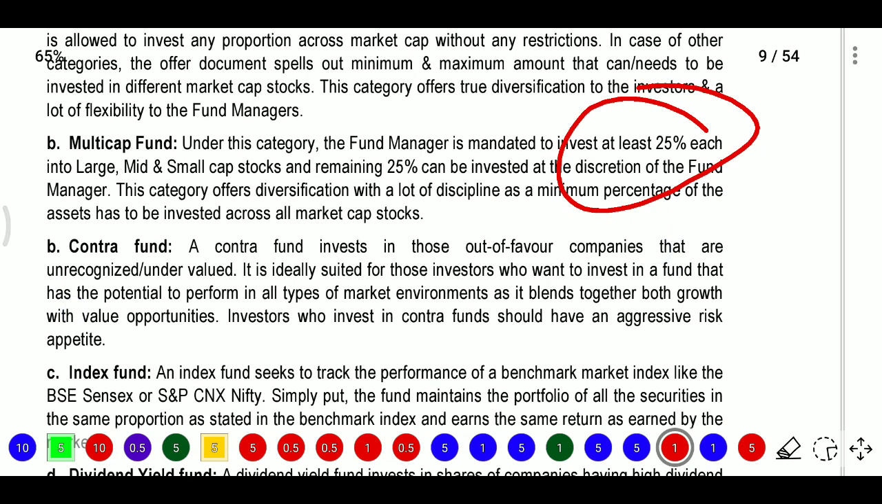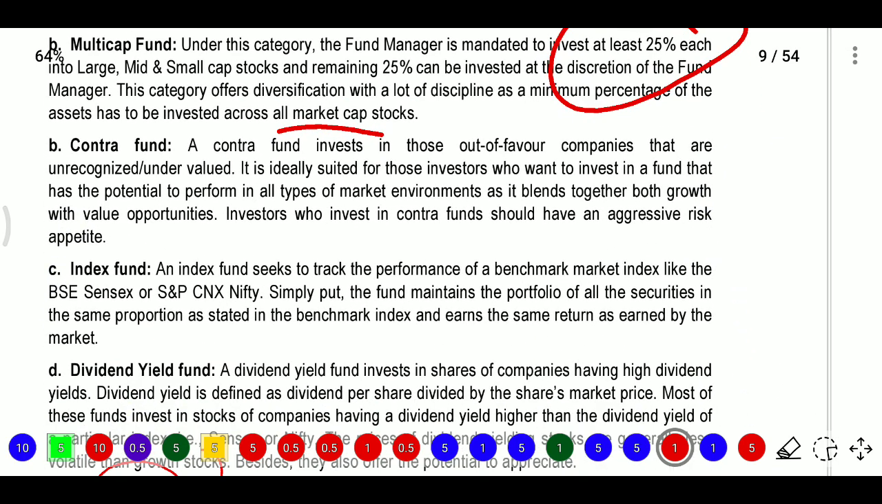This category offers diversification with a lot of discipline, with a minimum percentage of assets that has to be invested across all market cap stocks. Next, contra funds.